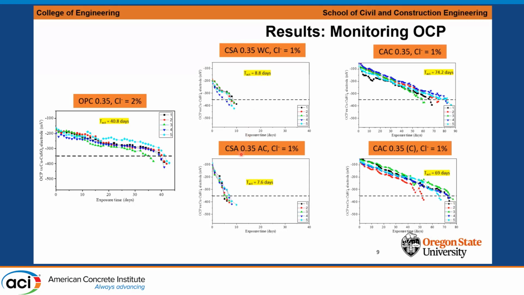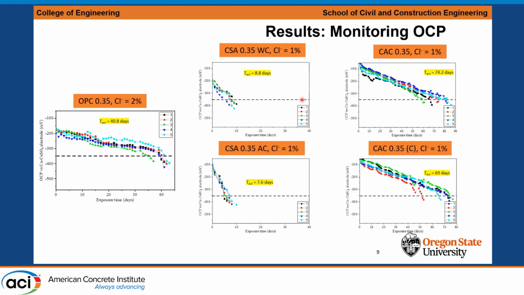And then the same number in case of ambient cured specimens comes out to around 7.6 days. And moving on to CAC specimens. So here, this is the non-converted specimen, and here I have the converted specimens. So we can see here that the time to activation for the CAC non-converted specimens is around 74.2 days. And the same number for the CAC converted specimen comes out to around 69 days.